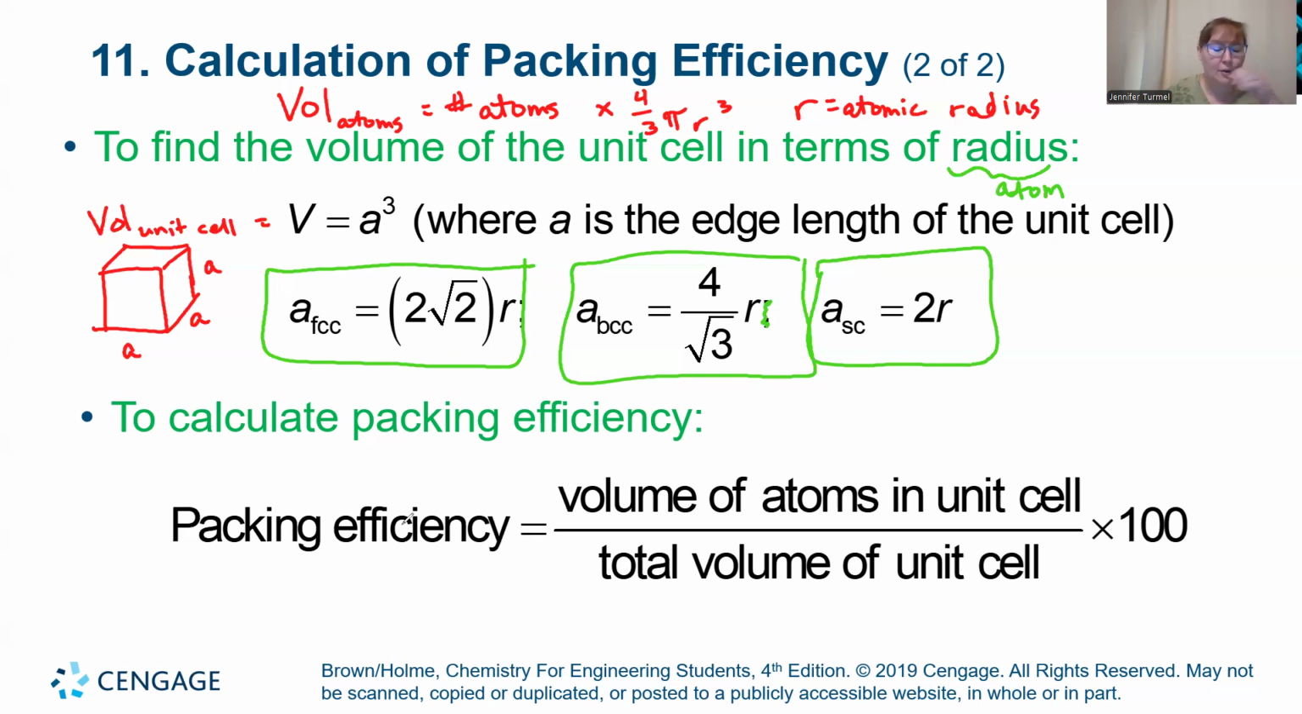You can calculate your packing efficiency by doing the volume of atoms in a unit cell divided by the total volume of your unit cell times 100. All right, so let's do some problems with packing efficiency.